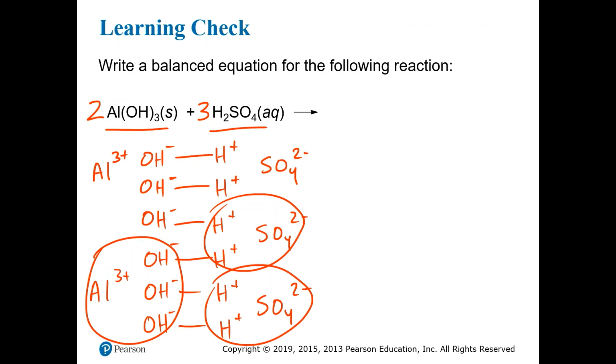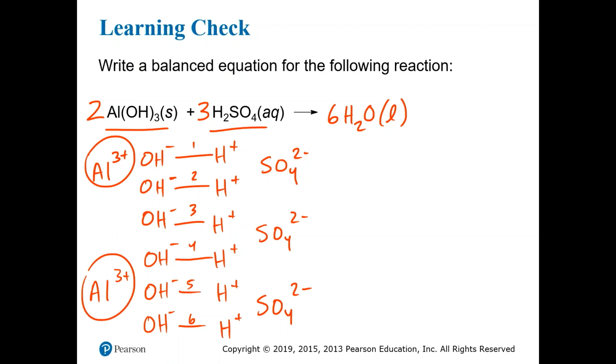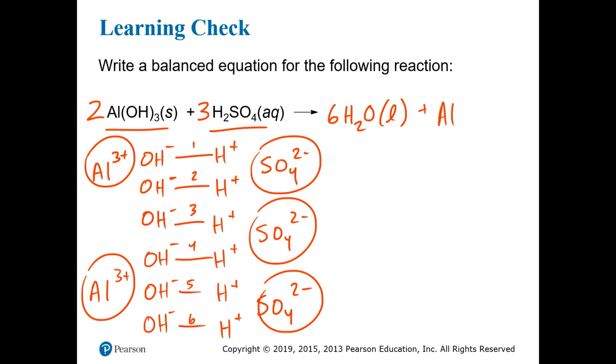Then I have to look at what my products are. Well, the easiest product is to just count the number of water molecules I made. That's 1, 2, 3, 4, 5, 6 moles of water, which would be in the liquid state. And then we have to look at the other ions and see what we have. We have a compound that's going to be formed from 2 aluminum ions and 3 sulfate ions. And so this is really just aluminum sulfate, which is Al2(SO4)3. That's aluminum sulfate. And this is going to be aqueous.